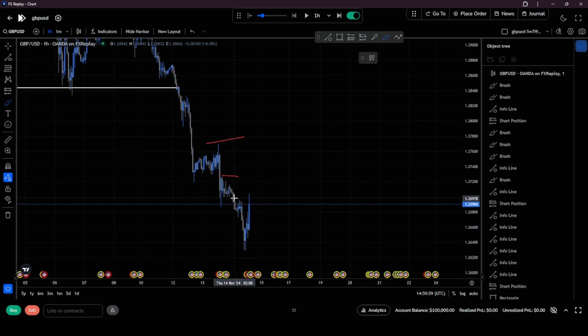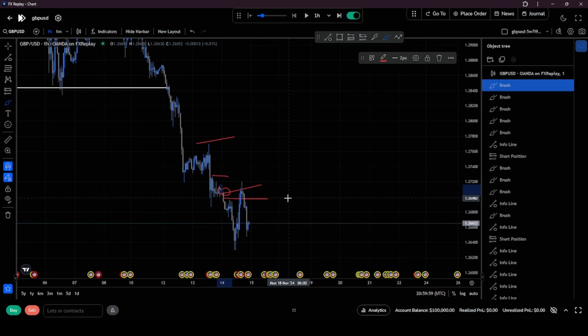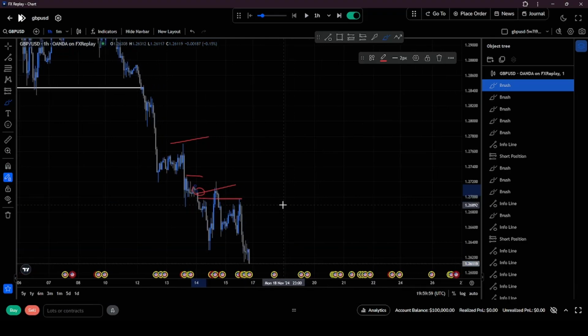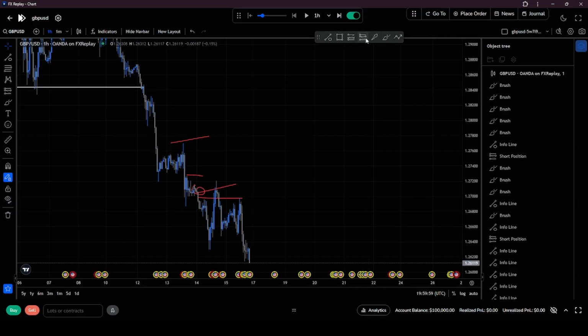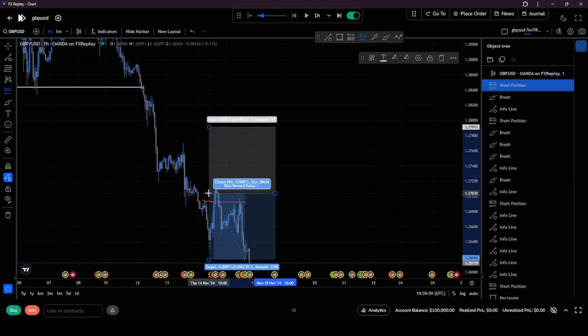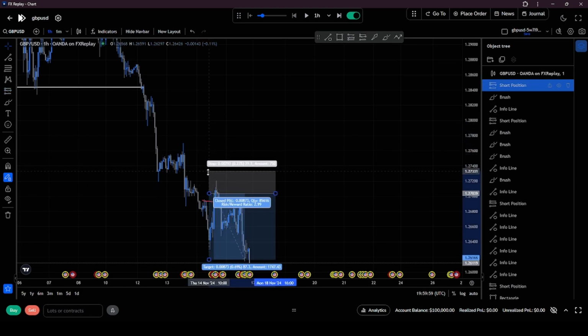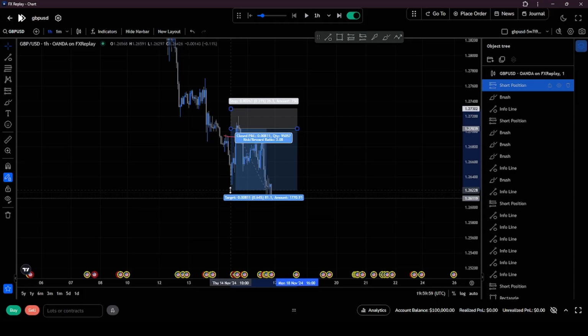We have this high taken out as a major inducement. Let's see if this decisional order block will hold. You see, that is a decisional order block because it is just above the inducement, the major inducement. Okay, so this was our major inducement. This was our decisional order block. So the trade idea would have been like this, for a beautiful 1:3.